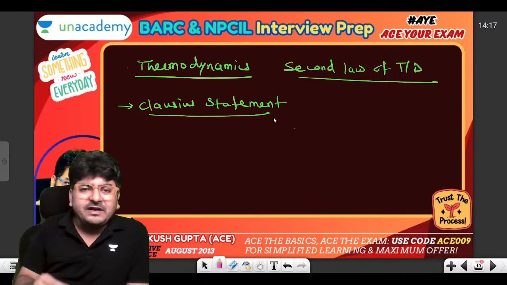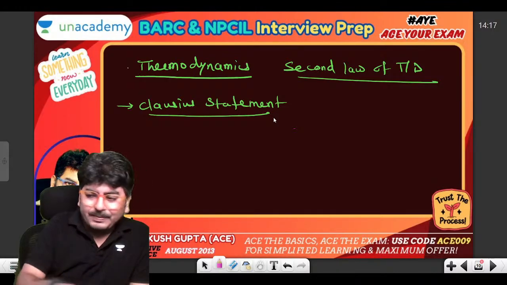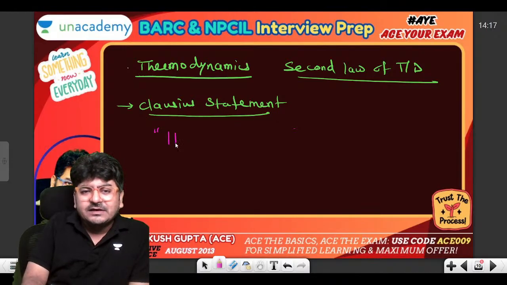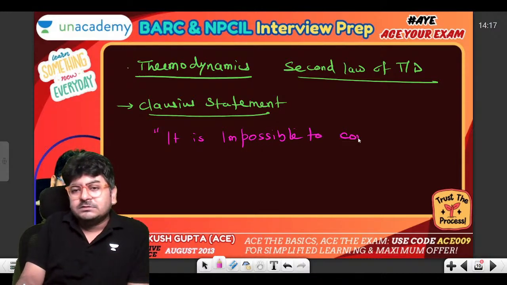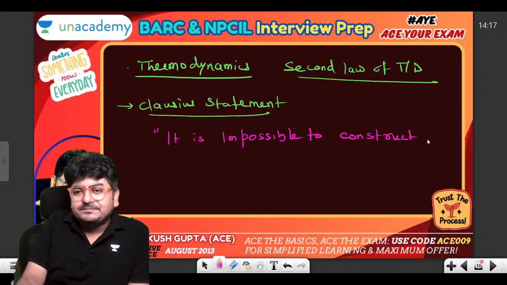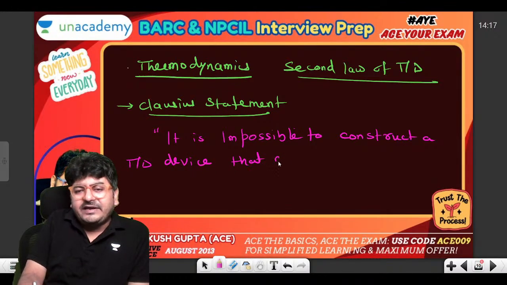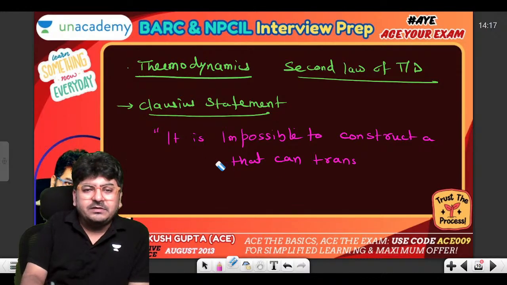But still, if you find any difficulty or doubt, you can ask in the chat. Okay. So what is the Clausius statement? Clausius statement says it is impossible to construct a thermodynamic device that can transfer the heat. Sorry, let me write it properly.